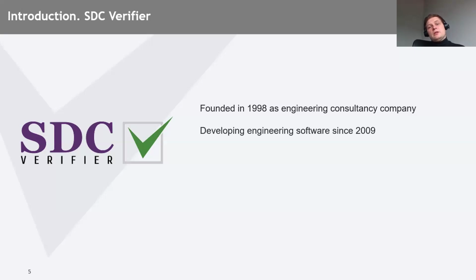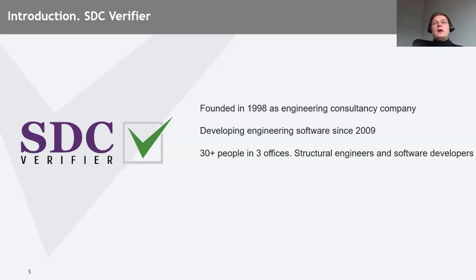So since 2009, we started developing engineering software, which helps to tackle the problems of structural engineering and which helps to deliver automation to improve engineering workflows. We have more than 30 people in 3 offices around the world, and most of the company are structural engineers and software developers. More than 200 companies worldwide are using SDC Verifier software.